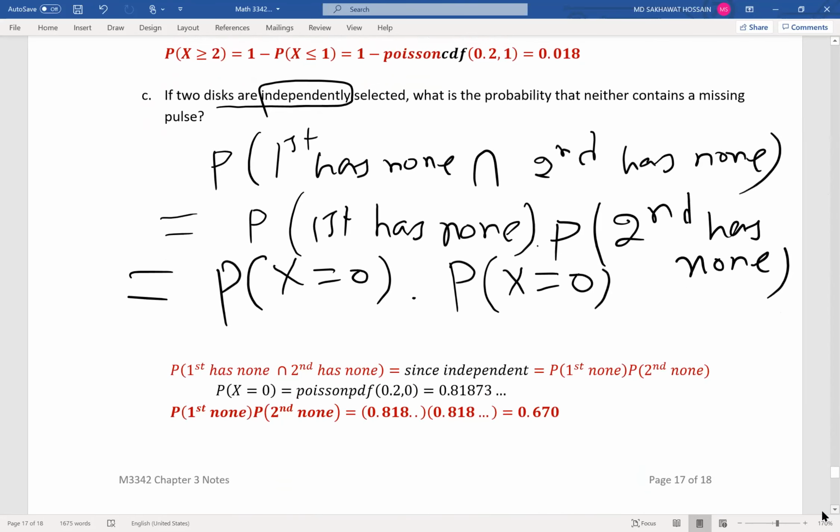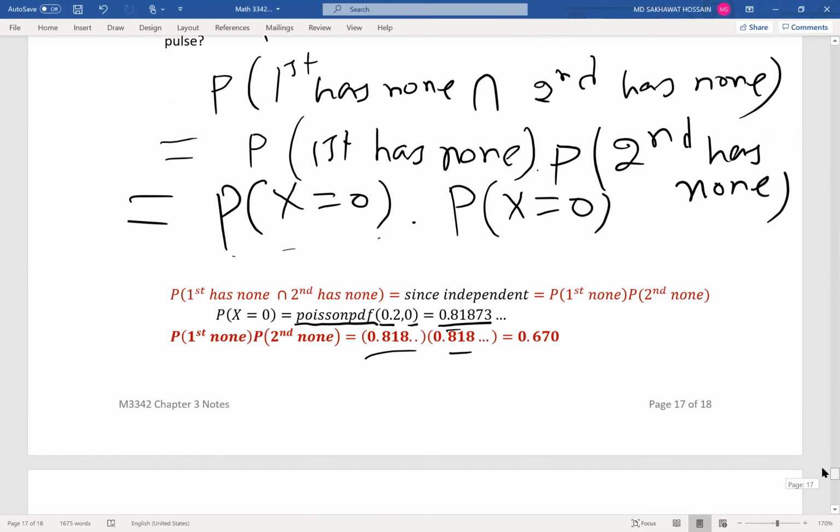Since this is exactly equal to 0, you should use Poisson PDF. So Poisson PDF (0.2, 0), which is this one. The probability will be this one times this one, and the probability is 0.670. Do you have any questions?